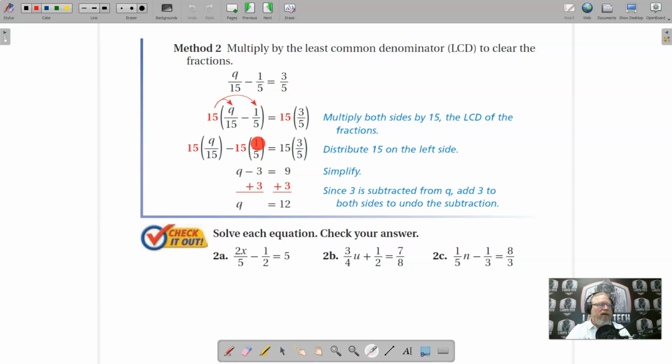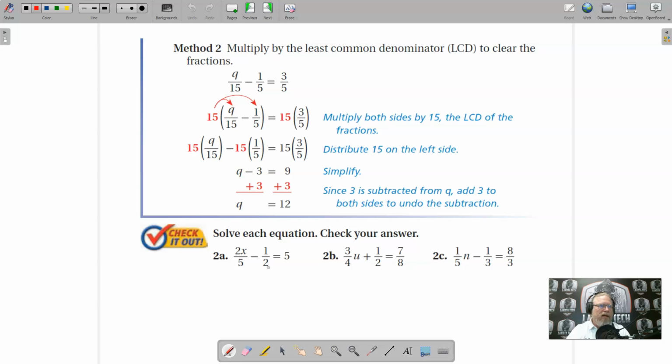15 times 1 is 15, divided by 5 is 3. 15 times 3 is 45, divided by 5 is 9, so we get q minus 3 equals 9. Now we have a one-step equation. Negative 3, let's add positive 3. What we do to one side, we do to the other. The 3's cancel each other, leaving us q, and 9 plus 3 is 12, so we get 12 once again.